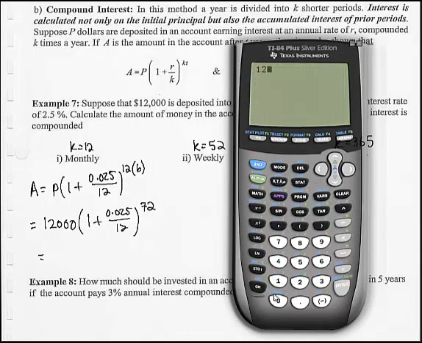$12,000 times 1 plus, and I'm going to put this fraction in parentheses, 0.025 divided by 12 to the 72nd power. 13,939, or I could say 40 if I round it to the nearest whole. 13,940.